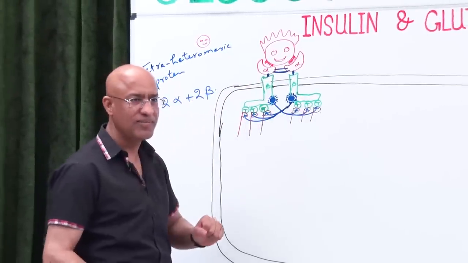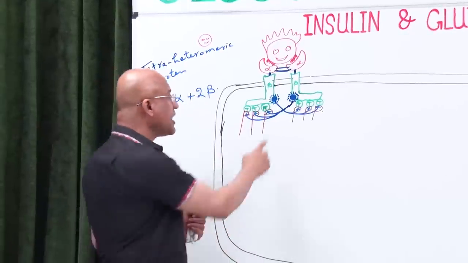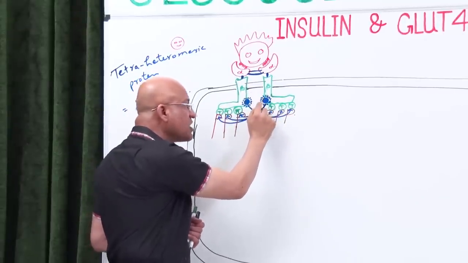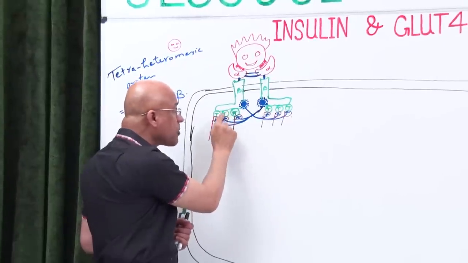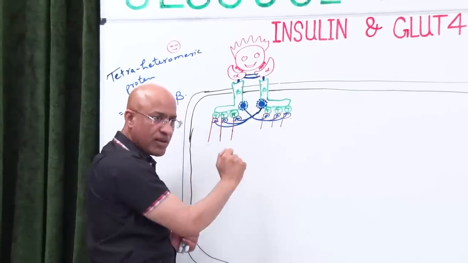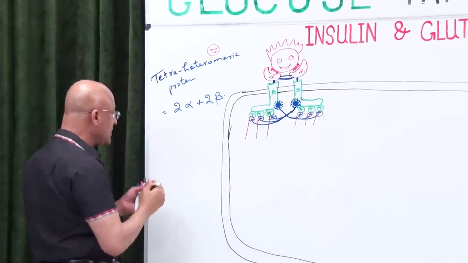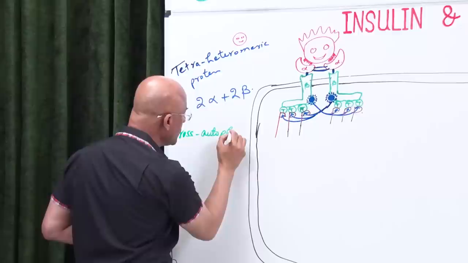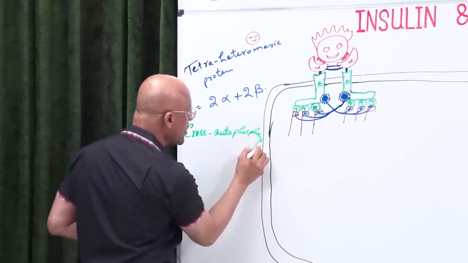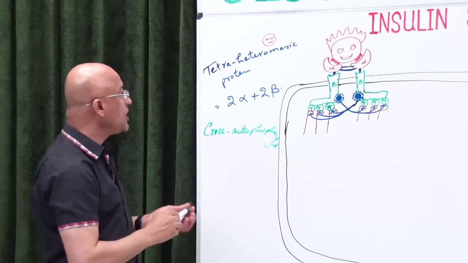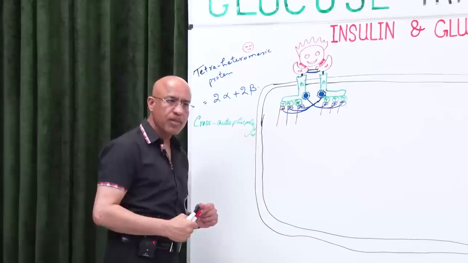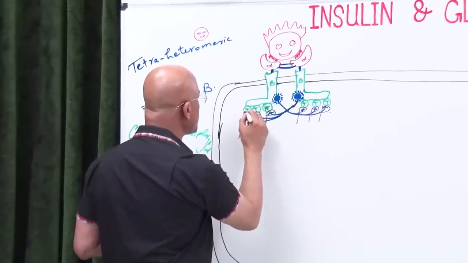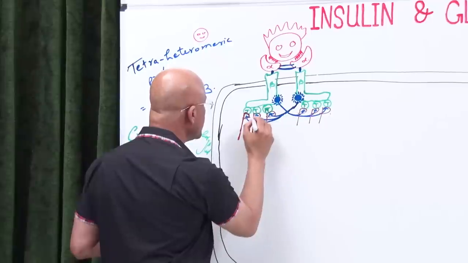Intrinsic tyrosine kinases lead to cross autophosphorylation of tyrosine residues, cross because it is to the adjacent chain, but within the same receptor. So there is phosphorylation within the same receptor by the tyrosine kinase present within the same receptor. Tyrosine is also present within the same receptor, but on the cross chain. So what kind of phosphorylation is this? We say this is cross autophosphorylation of tyrosine residues present within the beta chains. Of course, these phosphates were donated by ATP.